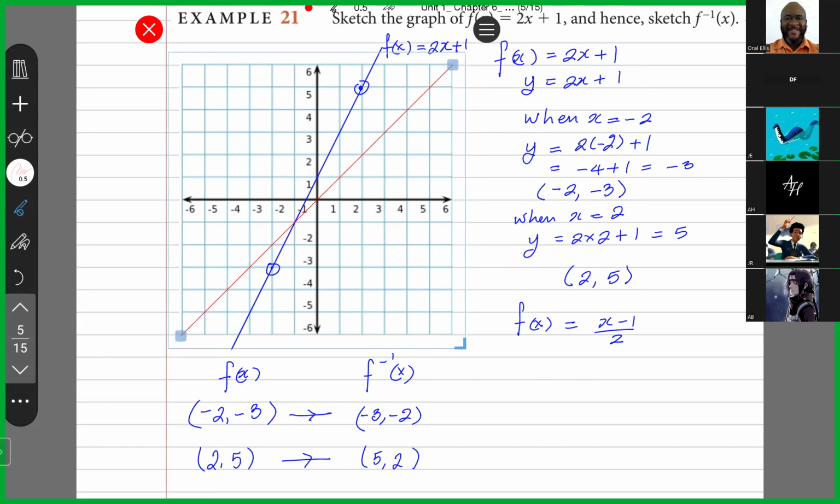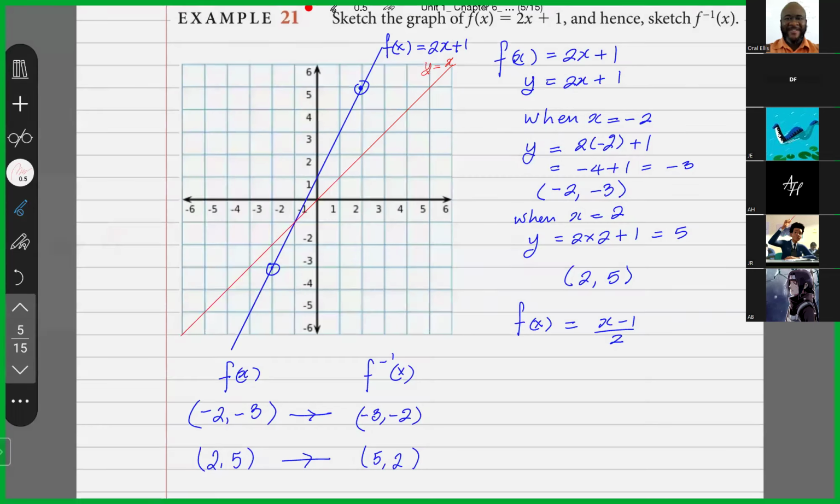So the line y is equal to x is going to pass through the points 1, 1, 2, 2, 3, 3, 4, 4. It's going to pass through the origin, which is 0, 0. It's going to pass through minus 1, minus 1, minus 2, minus 2. So this is y is equal to x.